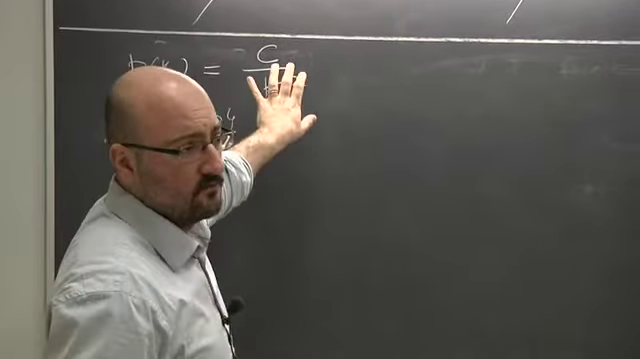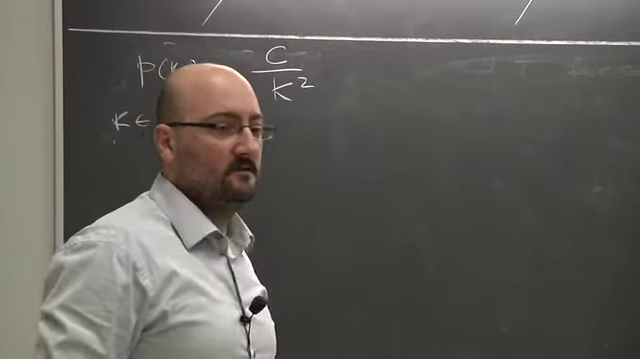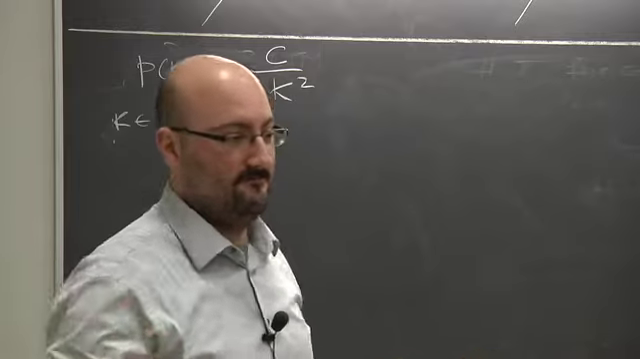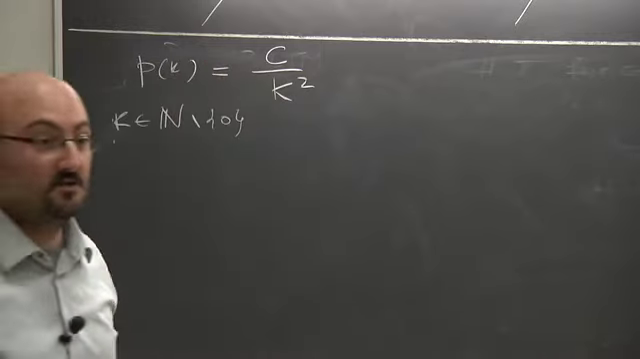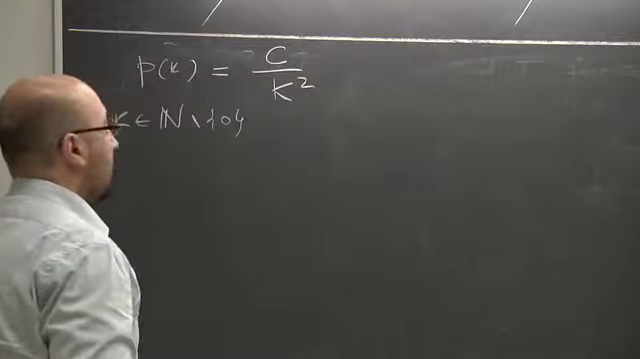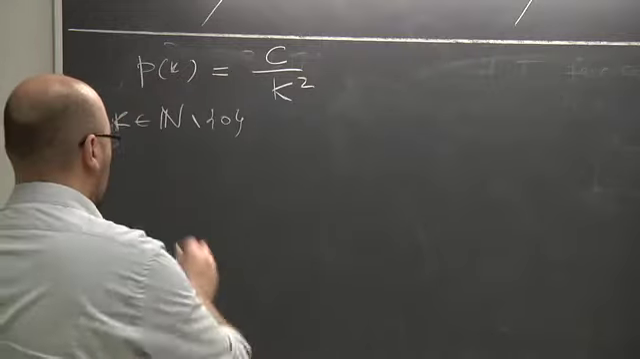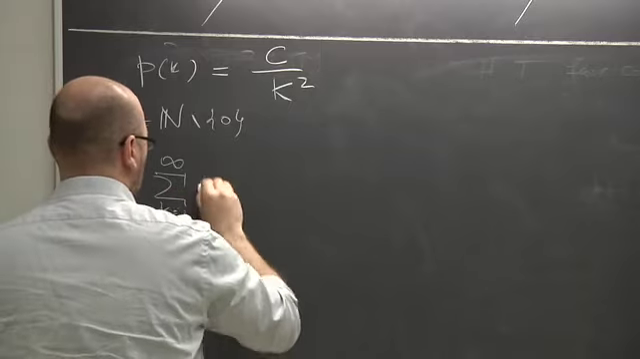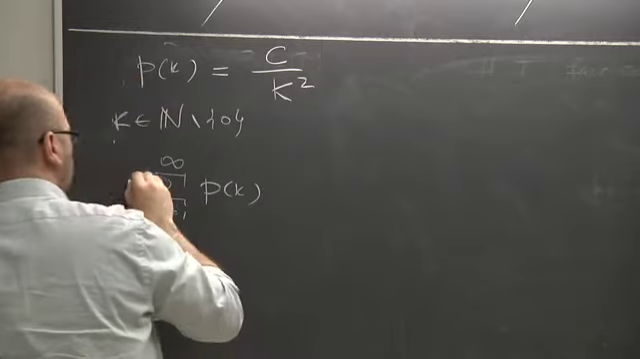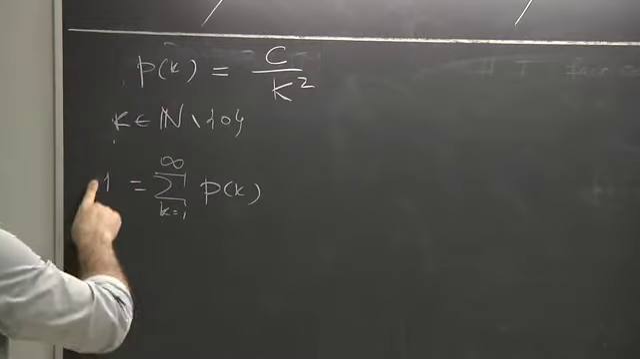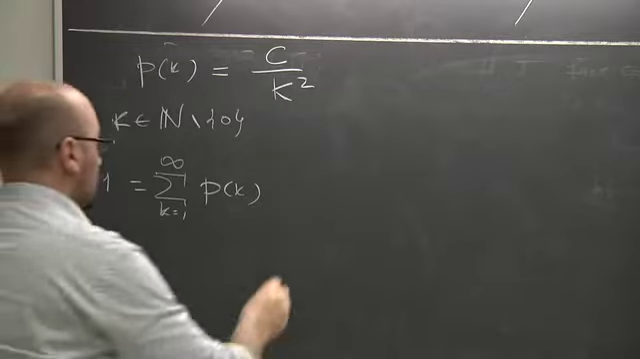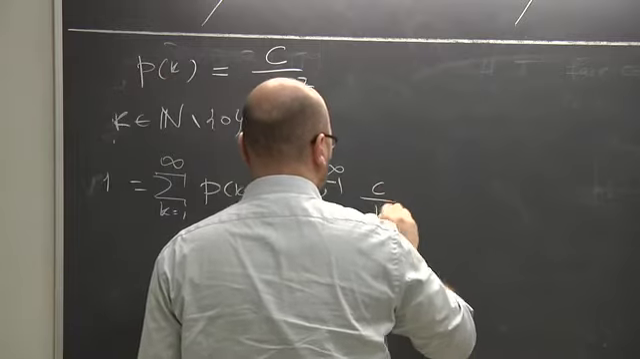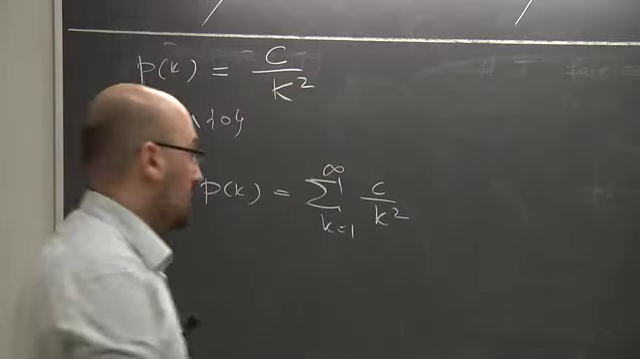So first of all, what should I do? What should I compute first? C, the normalization, right? Otherwise, I get all the moments wrong if I don't have the normalization correct. So how can I find C? Well, I have to impose that the sum of P of k is equal to 1. But this thing is equal to C times the sum of 1 divided by k squared.